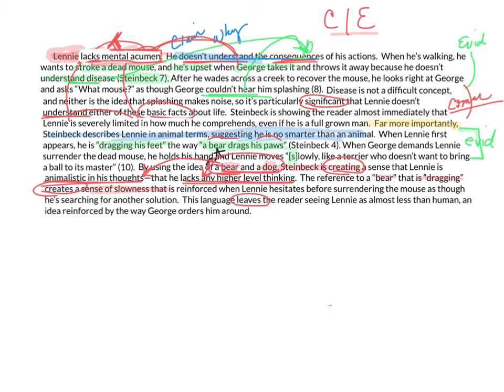It creates a sense of slowness that is reinforced when Lenny hesitates before surrendering, as though he's searching for another solution. So the language leaves the reader seeing Lenny as almost less than human, an idea reinforced by the way George orders him around. And so this commentary gets at this idea that not only does he lack mental acumen, remember we always go back to the topic sentence, but that lack of mental acumen is so sharp that he almost comes off in this very animalistic way.